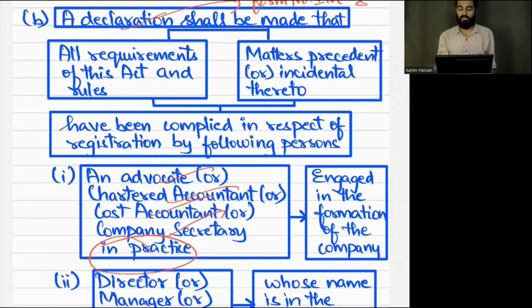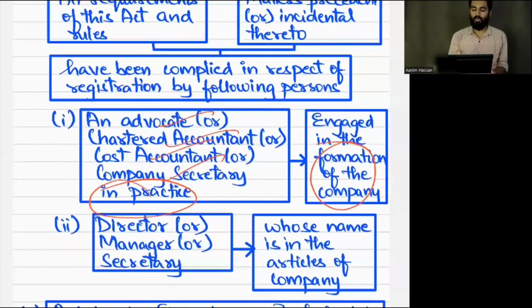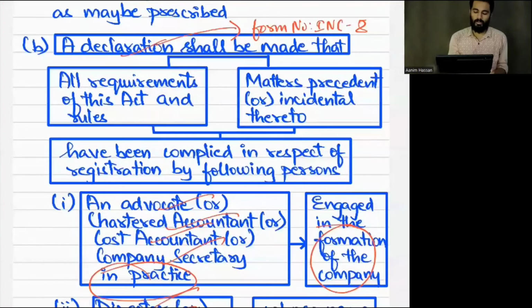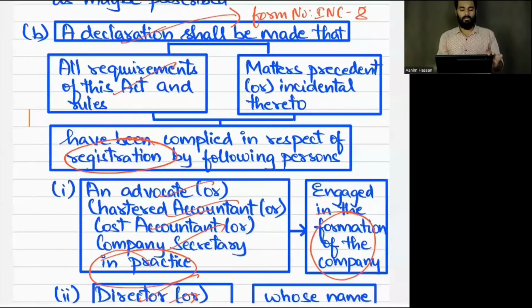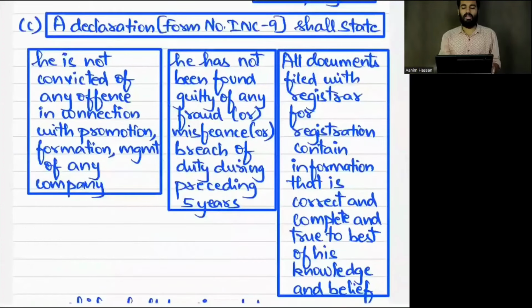Why are they giving the declaration? Because they helped in the formation of the company. Also, those whose names were assigned in the articles as directors, managers, and secretary will give a declaration. What declaration will they be giving, sir? That with respect to registration, the company has complied with the Companies Act 2013 and its rules. That has to be given as a declaration.